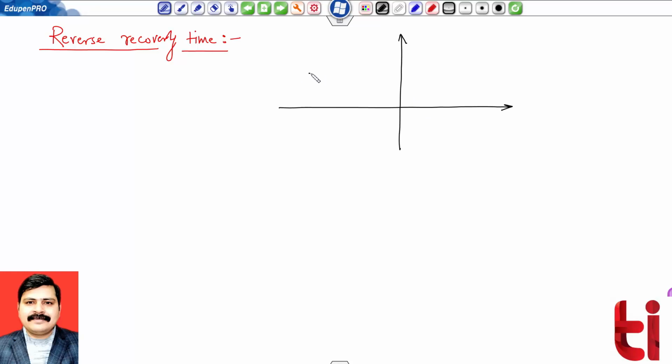Suppose initially my diode was in forward bias condition, and this is I forward, the current flowing, and suppose this is my transition level. I'm saying that at a particular time t I want the switching, and my diode was on, so I want the switching from on condition to off condition. This black colored line is my actual curve.